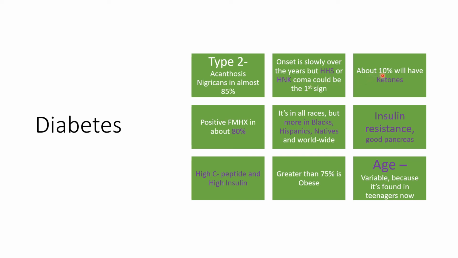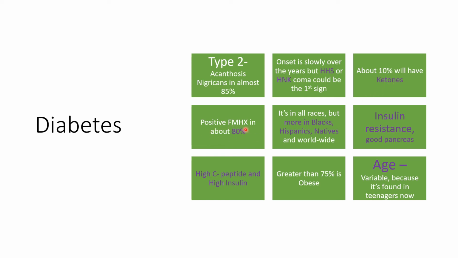About 10% of patients with type 2 diabetes will actually have ketones. Wow, this is to my friends in medical school. Some will believe that type 1 is associated with ketones, type 2, no ketones. That is wrong. It's only that the percentage will be low. About 10% can still have ketones in type 2 diabetes mellitus.